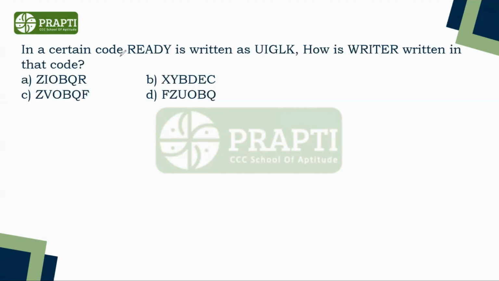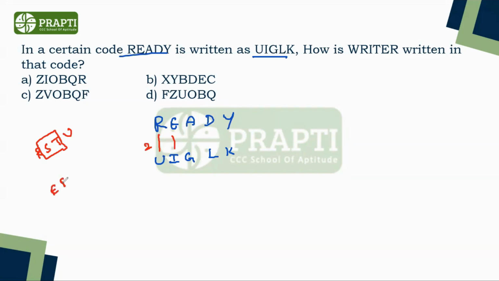In a certain code, READY is written as UIGLK. So now let's find the pattern here. R and U. So just see R, S, T, U. So I'm going to take only the in-between letters. So in between how many letters are there? Two letters are there. E and I. E, F, G, H, I. In between how many letters are there? Three letters.